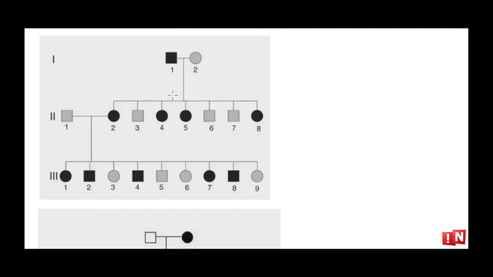Okay, so look at this pedigree now. First point is to rule out maternal inheritance. Is it maternal? You have an affected female, but are all her offspring affected? No. So you can eliminate maternal inheritance right away. Is it Y-linked? No, because there are females also who are affected. So it's definitely not Y-linked. Eliminate that also. Let's come to X-linked dominant.